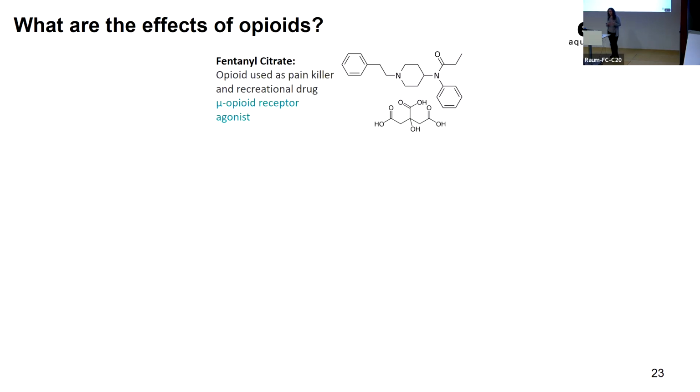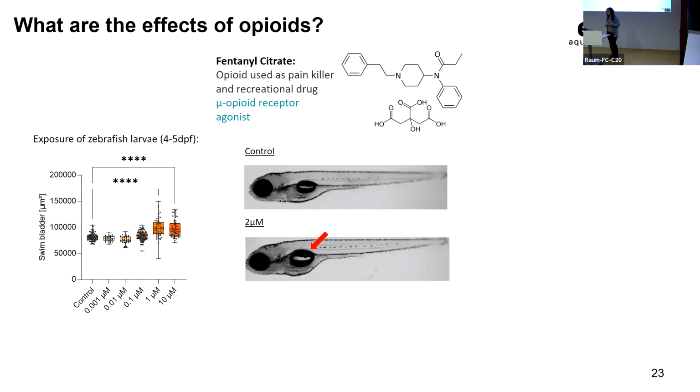So when we expose the fish to fentanyl citrate, which is an opioid that is used as a painkiller and also a recreational drug. When we expose the fish for 24 hours to this drug, we found that the larva had massively increased swim bladder. We were quite surprised by this effect, because what's usually reported is that chemicals affect the inflation of the swim bladder. So they normally have a deflated or a smaller swim bladder. And so therefore we were quite interested in this effect.